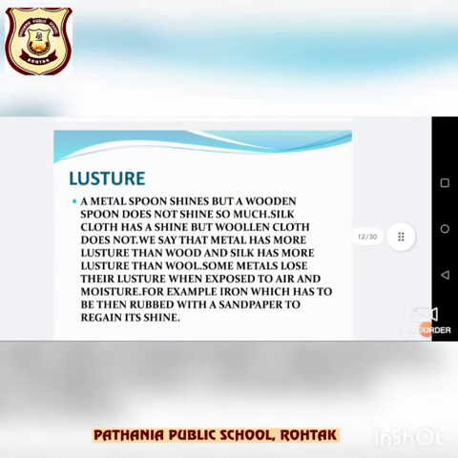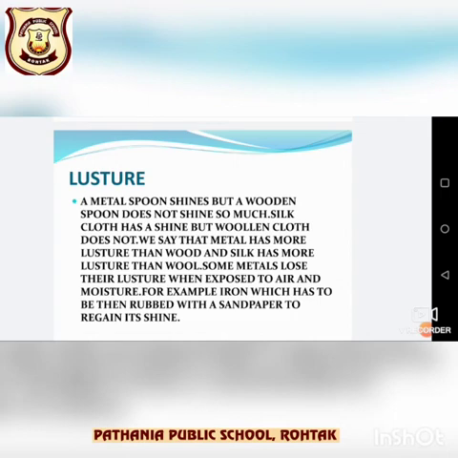Okay, so your next property is luster. So luster means shiny. Luster आप किसे कहते हैं? जिसे shiny, right? So a metal spoon shines but a wooden spoon doesn't shine so much, right? Silk cloth has a shine but woolen cloth doesn't. So we say that metal has more luster than wood and silk has more luster than wool. Some metals lose their luster when exposed to air and moisture.